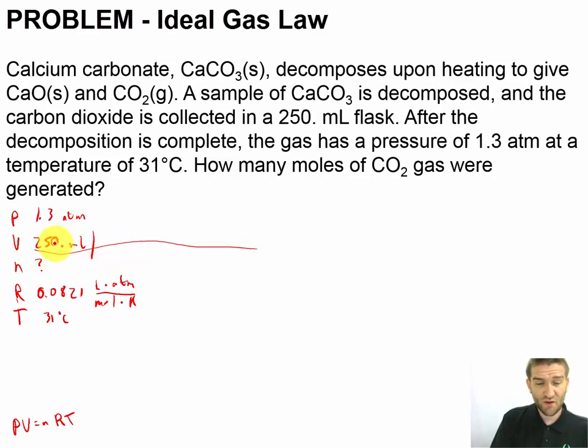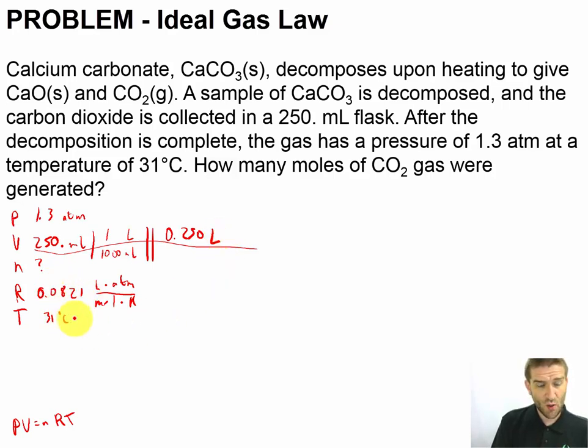I've got 250 milliliters. I have 1,000 milliliters equaling 1 liter. Exact conversion, no impact on sig figs. I'm going to slide my decimal place over 3 times, so it'll be 0.250 liters. So we've got that information now.